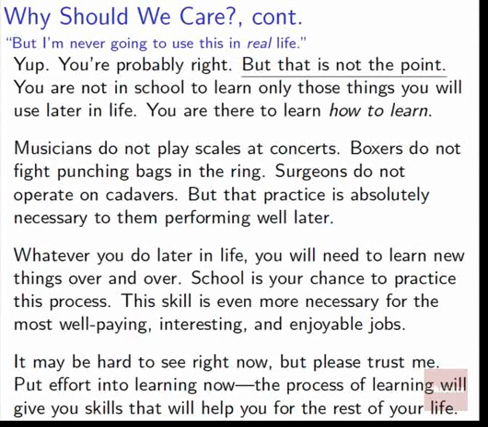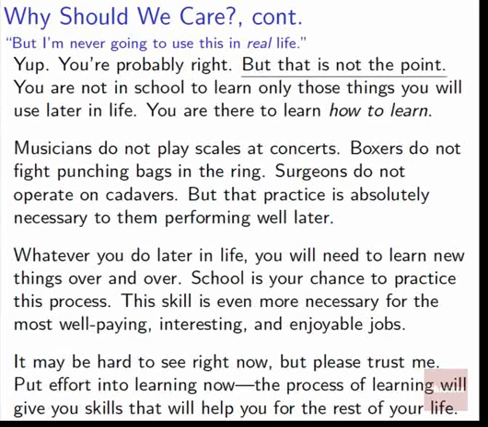You need the ability to adapt, the ability to learn many things and operate in many conditions. The way that you do that is you practice it now. You do not get better by just wishing you were going to be better. You get better by practicing it. School, learning, is your chance to practice the learning that you will need for the rest of your life.